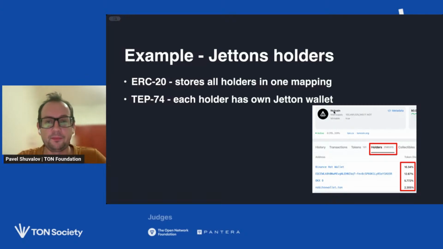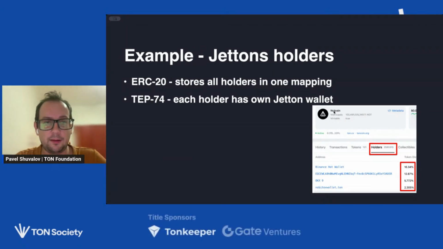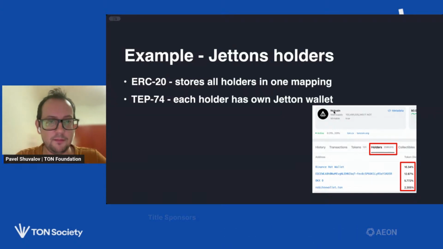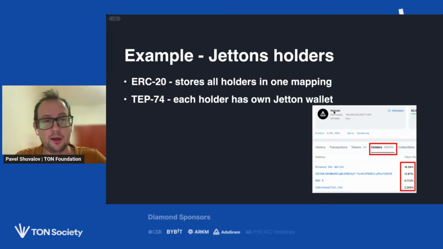In ERC-20, we have all holders stored in one dictionary inside the token smart contract. But TON architecture is different, and we're using another approach. Every holder has its own Jetton wallet that holds its balance. So there is no one place on chain where you can get the total amount of holders. You can get total supply, but not the number of holders.